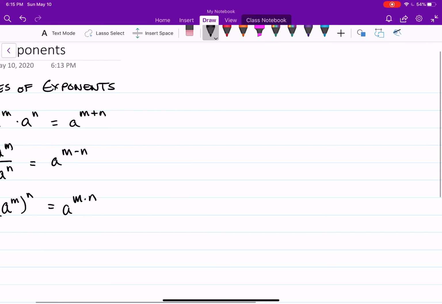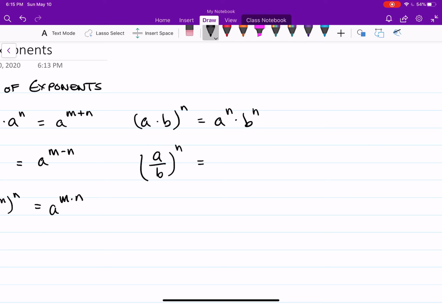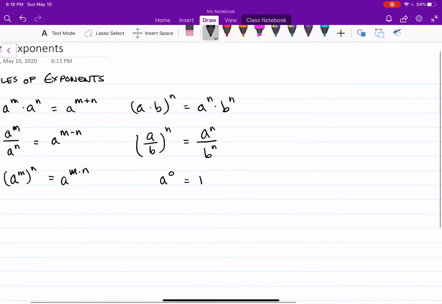And then we also have, if we have a times b raised to the nth power, that's going to be a to the nth times b to the nth. And then we have a divided by b to the nth power, that would be a to the nth power divided by b to the nth power. And we talked about how a to the 0 is equal to 1. Anything raised to the 0 power is 1.